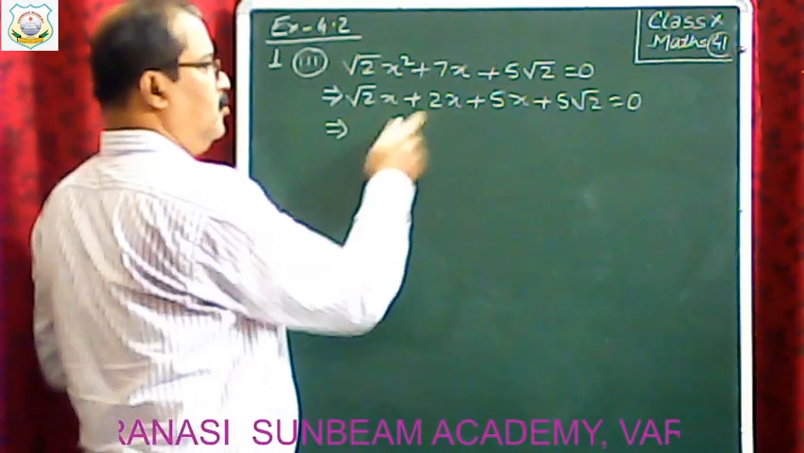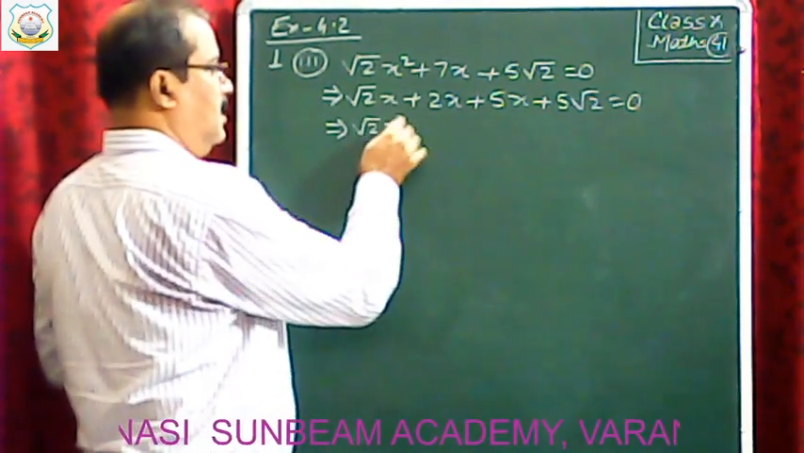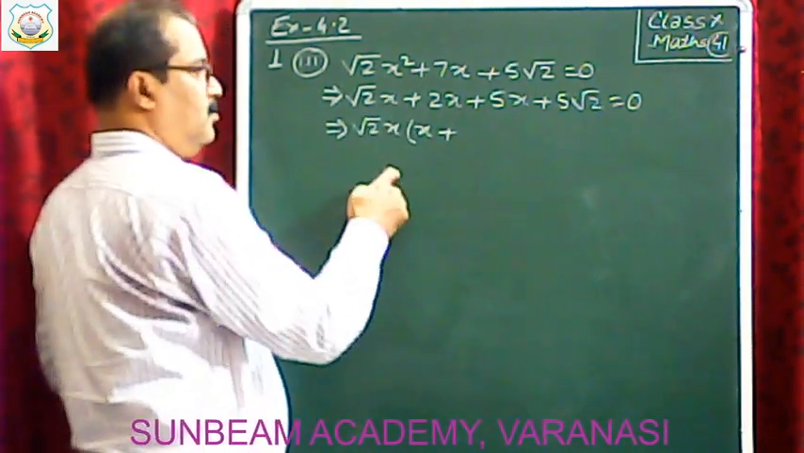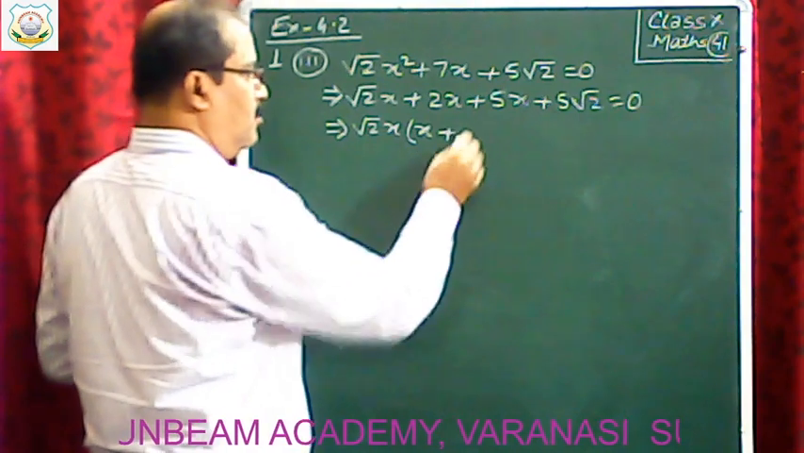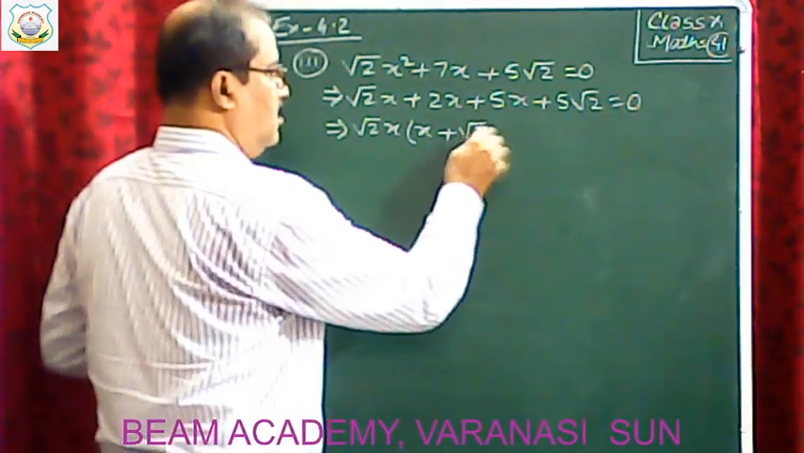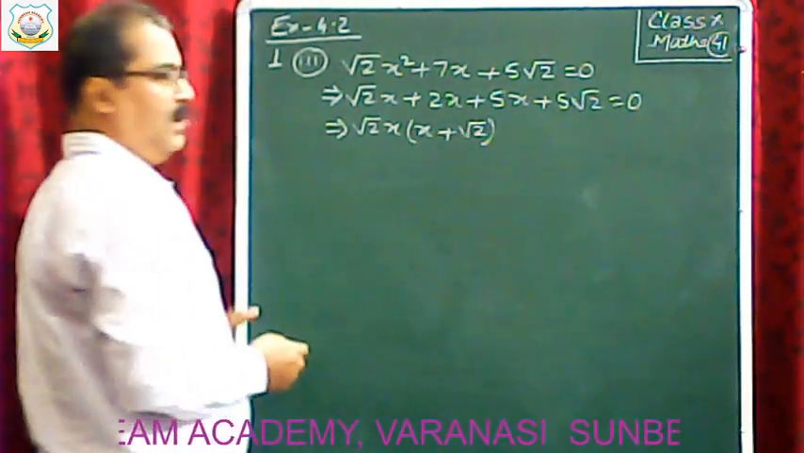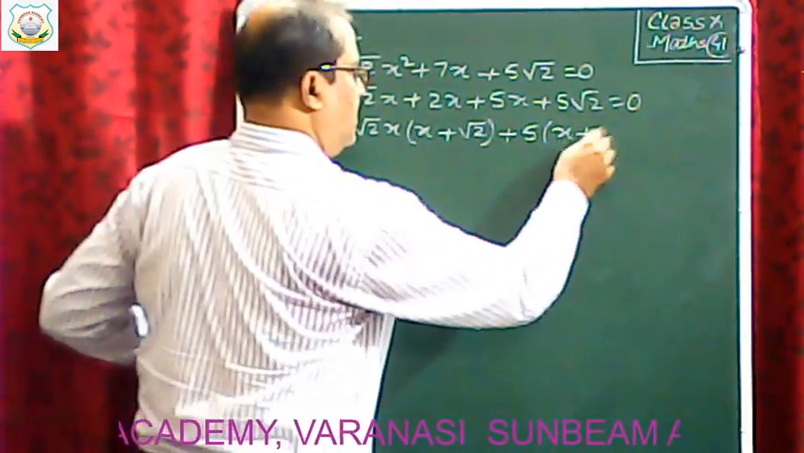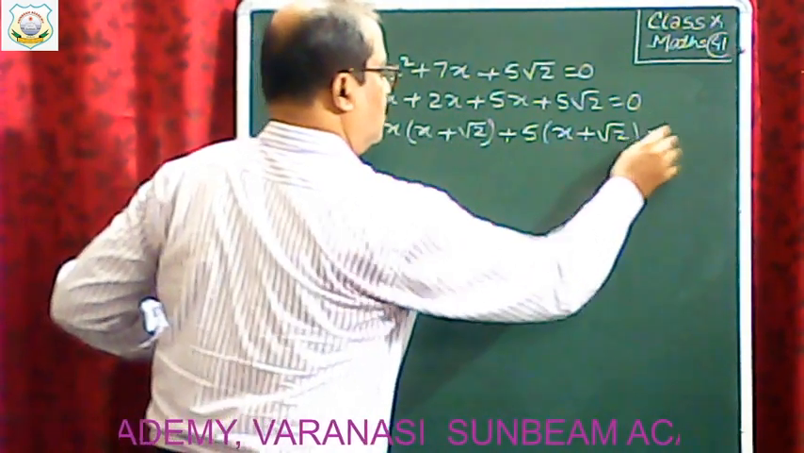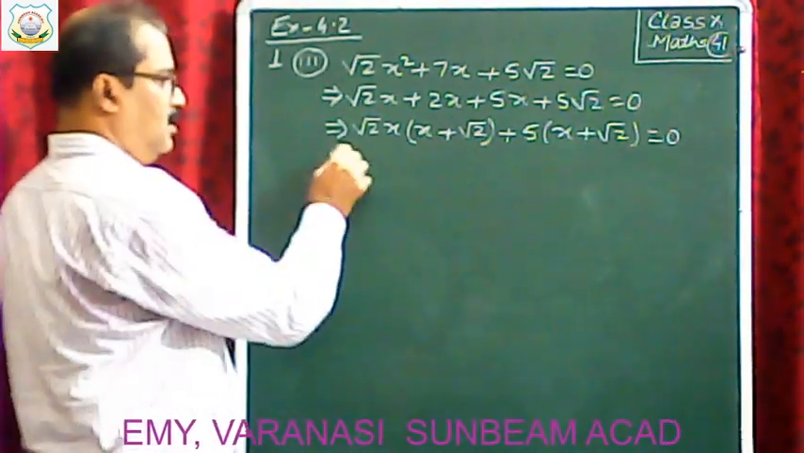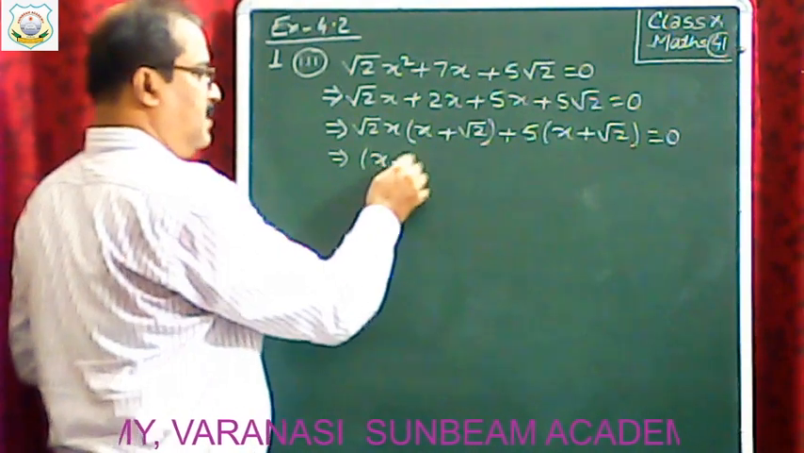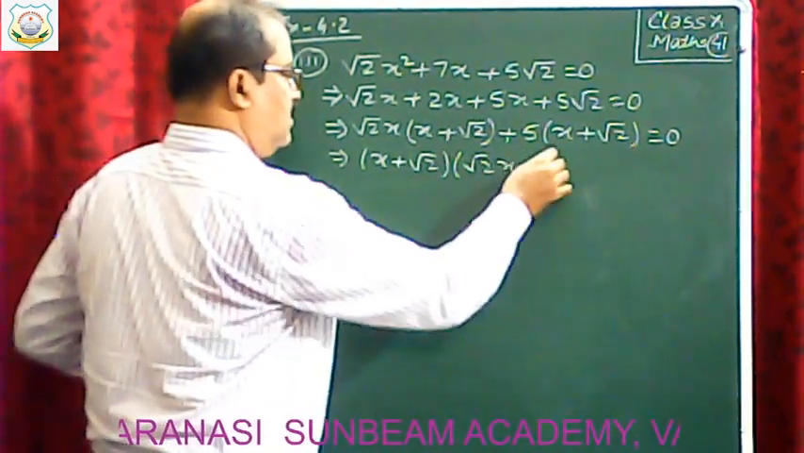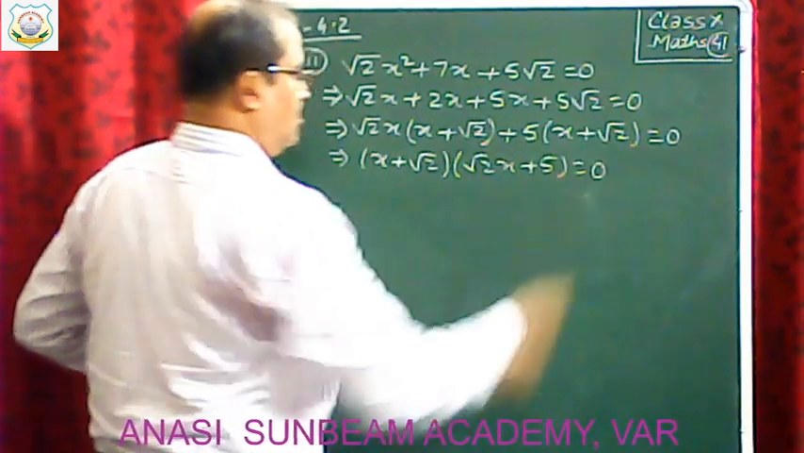Take out √2 common from √2x² + 2x: x, and 2 means √2 into √2. So √2 we have taken common, 1 left, plus 5 into (x + √2) equal to 0. Now thereafter, take out (x + √2) common, then (√2x + 5) equal to 0.